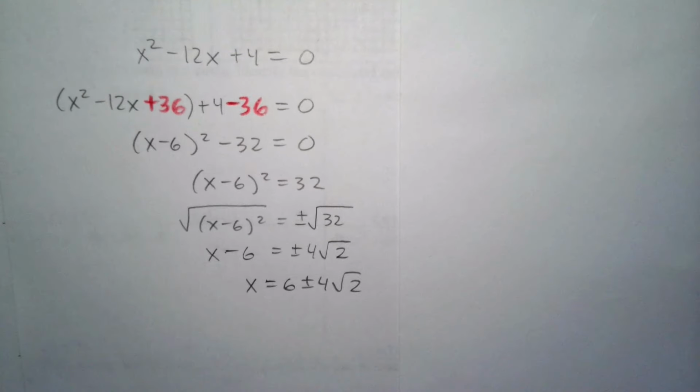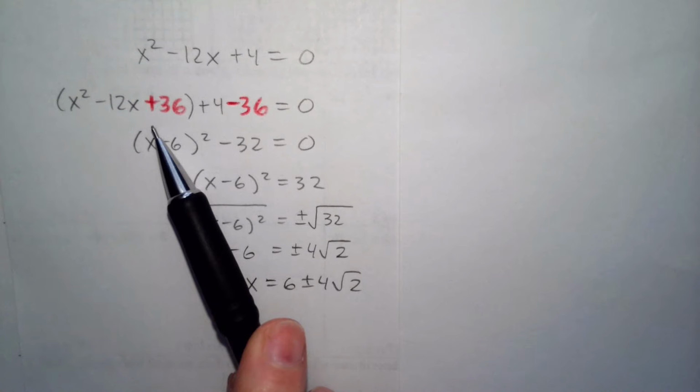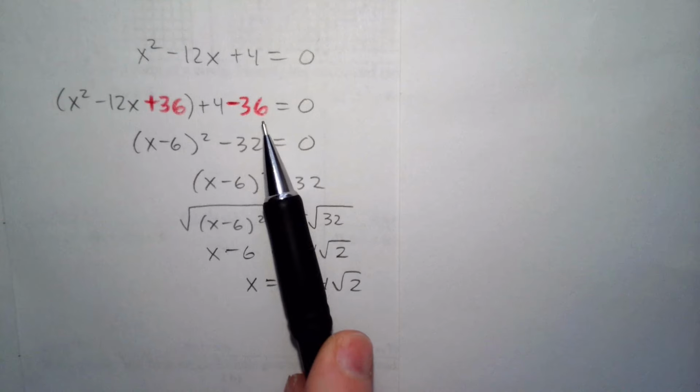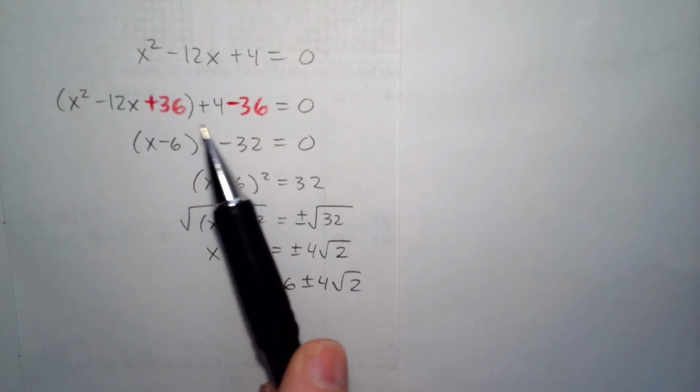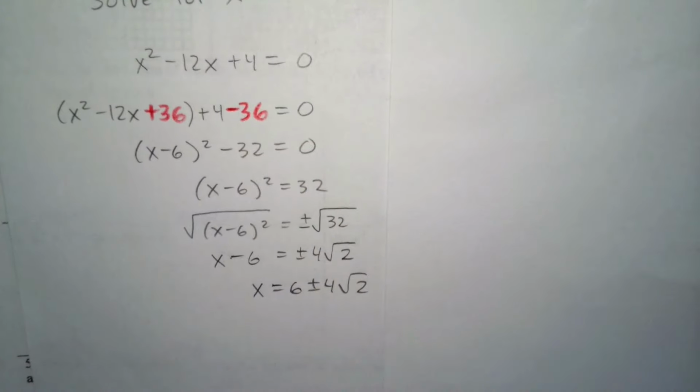Here's a typical example. Here, what we did is we completed the square. What I taught you was we grouped the x's together. We took half of -12, squared it, and got 36. And then we subtracted 36 to keep the equation balanced. So we added 36 and subtracted 36 on the same side of the equation. And then, of course, we solved the rest of the problem.